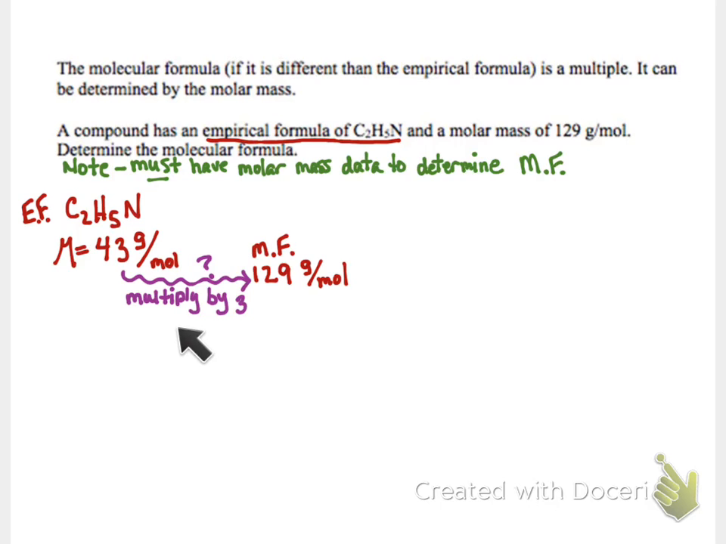I multiply by 3. So 43 times 3 is 129. If I couldn't see this by inspection, I could take the 129, divide it by 43, and I'm going to get 3. It has to be a whole number ratio or something is wrong.